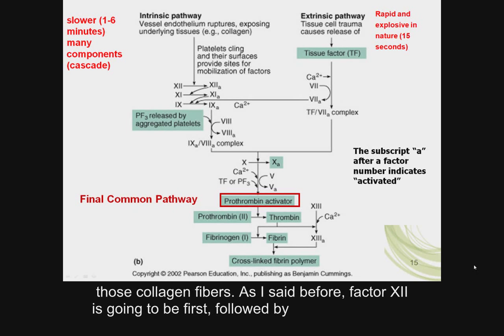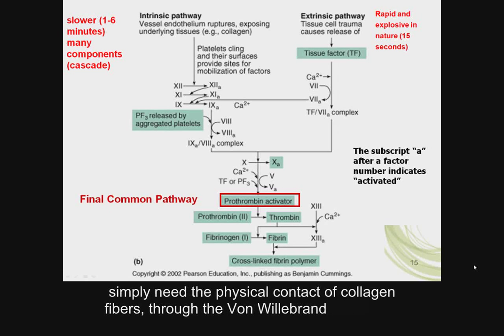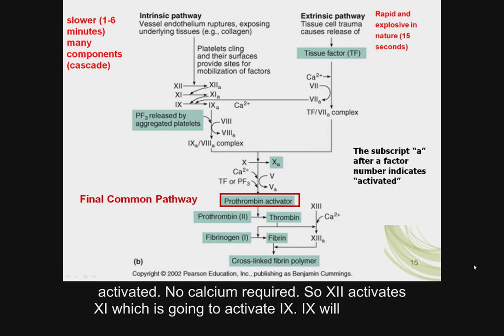They don't require calcium. They simply need the physical contact of collagen fibers through the von Willebrand bridge, or some tests show through the physical contact from PAS made from the extrinsic pathway. Either way, they need these contacts to become activated. No calcium required. So factor 12 activates factor 11, another contact factor, which is going to activate factor 9.